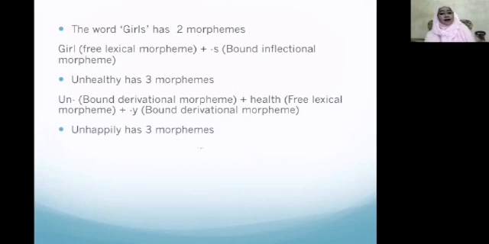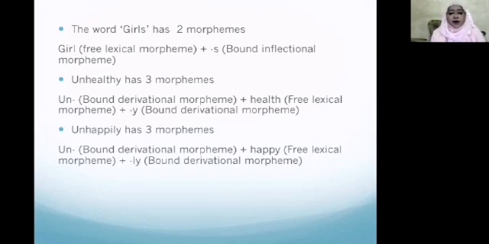Unhappily, so un again, un is changing the meaning, so it is a bound derivational morpheme. Happy is a free lexical morpheme, and ly is a bound derivational morpheme, because when you add ly to any adjective, it changes it to an adverb, so it changes the category of the word as well as the meaning. So we call it a bound derivational morpheme. Clear?